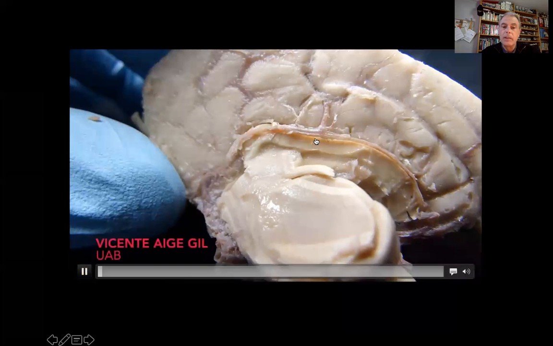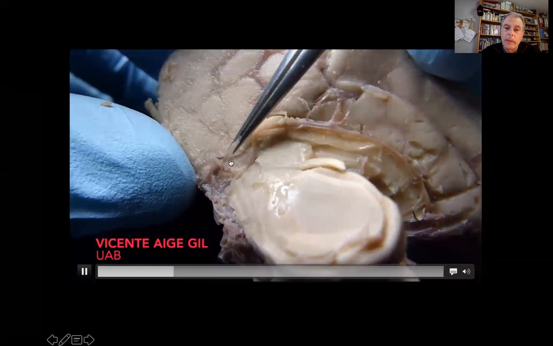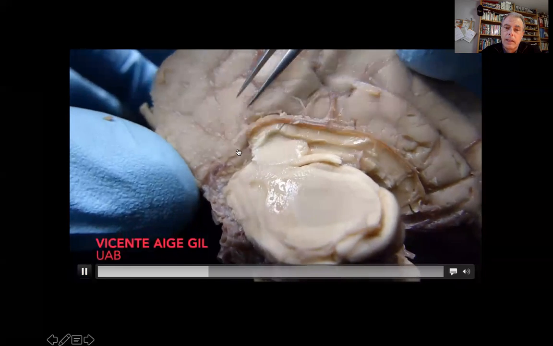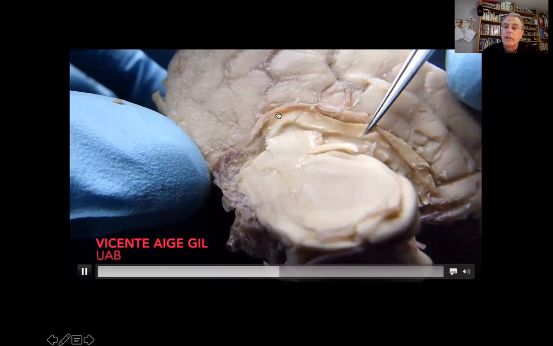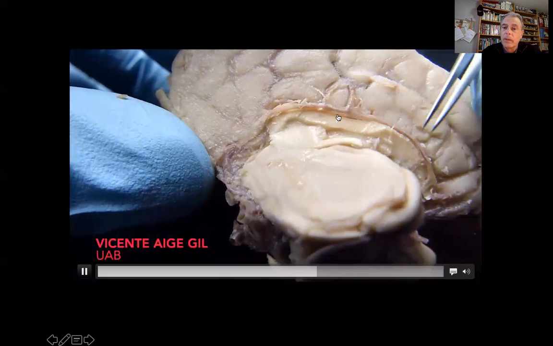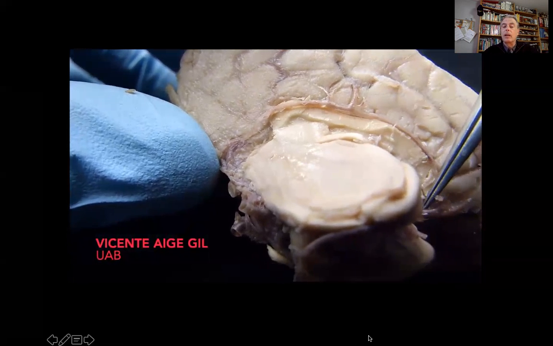And as you see in this video, the rostral cerebral artery is this one here. As you see, it branches off small arteries to the cerebrum, goes on top of the corpus callosum, and anastomoses with the caudal cerebral artery.